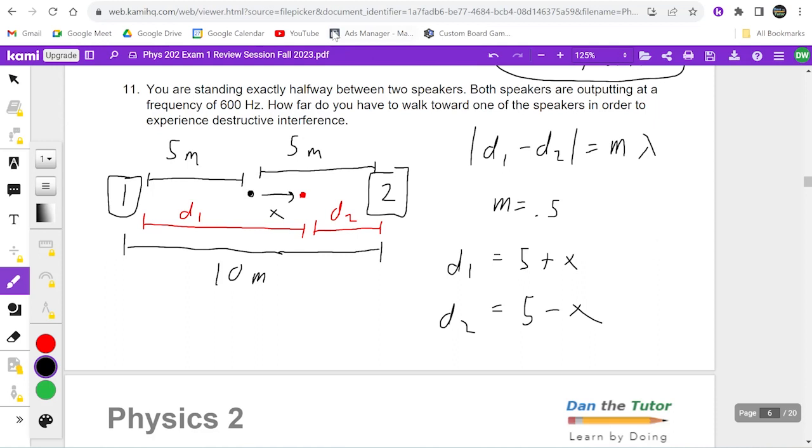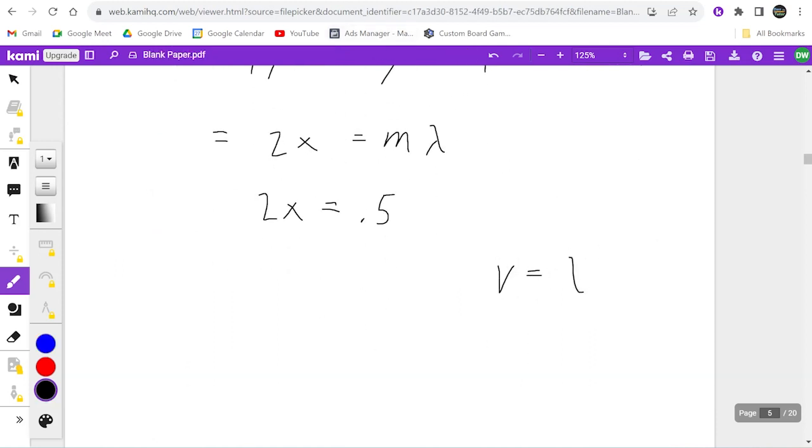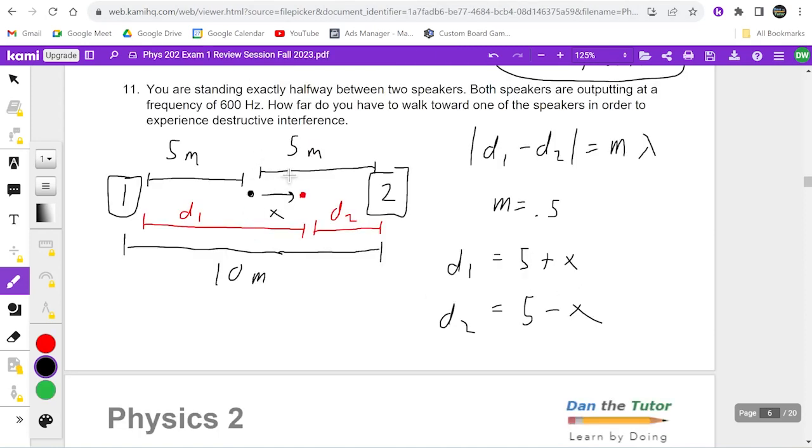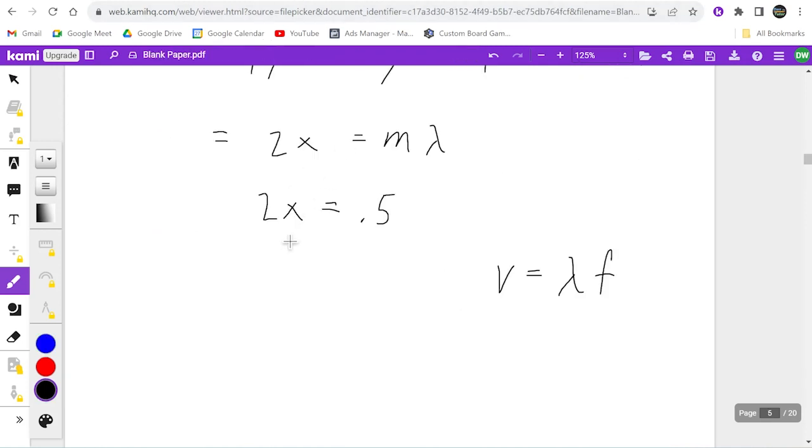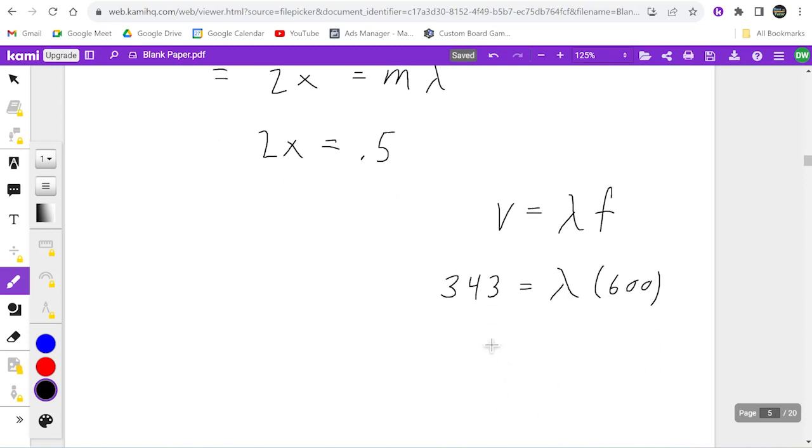It is going to be our favorite equation, v equals lambda times f. I know I don't say what v is, but whenever I don't say what v is, we're going to assume 343, because that's the speed of sound. By the way, this makes sense in real life because the sound is traveling through the air, and the air is traveling at 343. And again, if you don't know, use 343. That's a good rule of thumb. And then lambda, and then the frequency is, I think we said 600. Yes, we did. So then just divide both sides by 600. Lambda is going to be 0.572 meters.